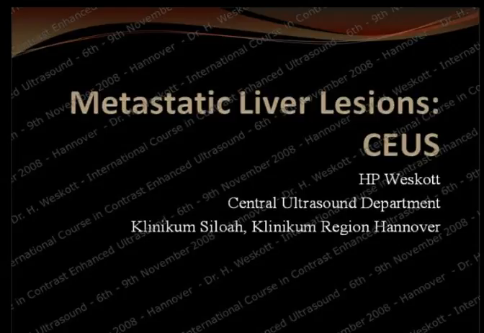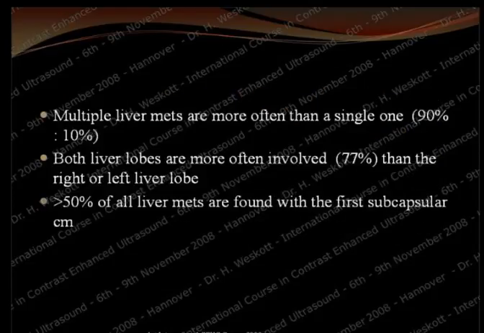Just to begin with a few statistics. Number one is multiple liver mets are more often than single ones, 90% to 10%. Both liver lobes are much more often involved in metastatic liver disease, 77%, than the right or the left liver lobe. And more than 50% of all liver metastases are found within the first subcapsular centimeter. And we know that multiples are much more frequent than single ones, and you can also say if you detect one, then maybe one is none, so you have probably more than one.